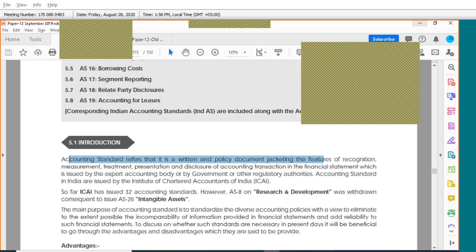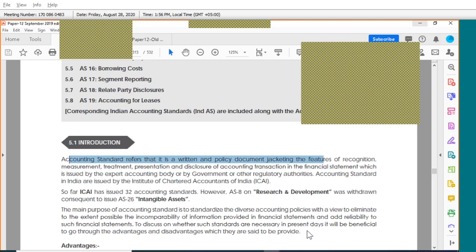Presentation. What is that presentation? What you are presenting? For example, take segment reporting, AS17. Just go through that. There is one standard called segment reporting. That accounting standard is about presentation. We will discuss that also. Like this, each and every accounting standard has some purpose. All those purposes we will discuss in detail.